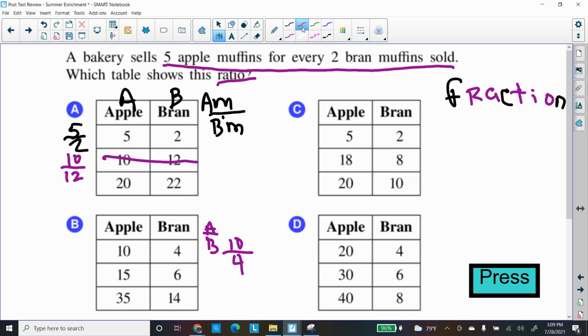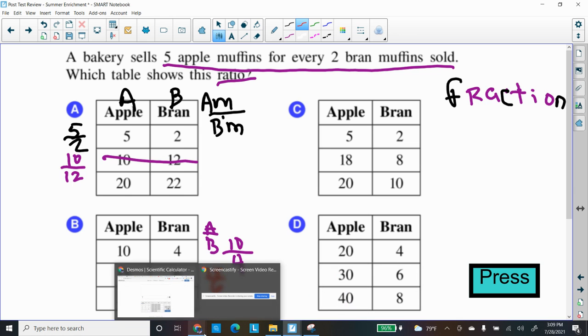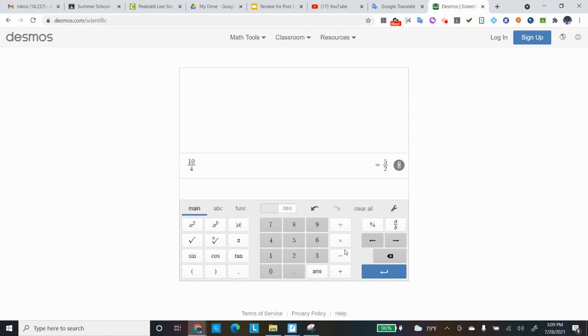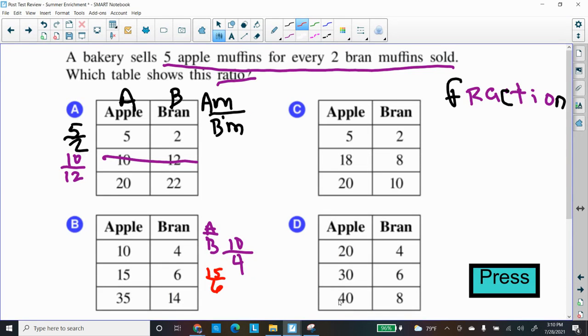15 muffins over 6 bran muffins. So let's get that into our calculator. 15 over 6, so 15 divided by 6. Press enter, and let's press the fraction bar. I get 5 over 2 again. This one looks promising. So choice B looks promising.